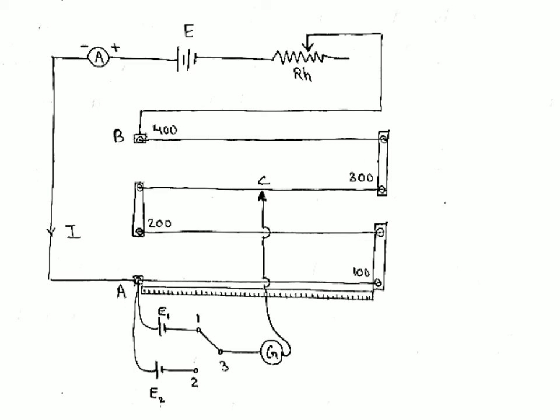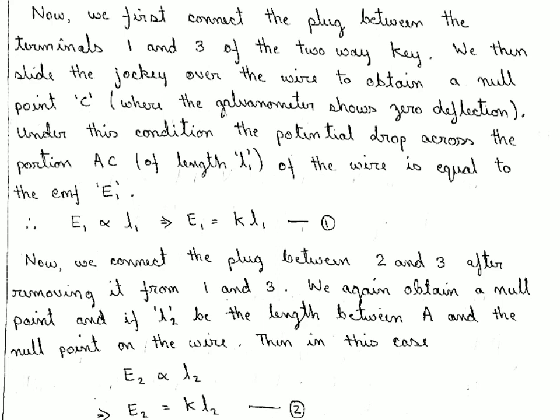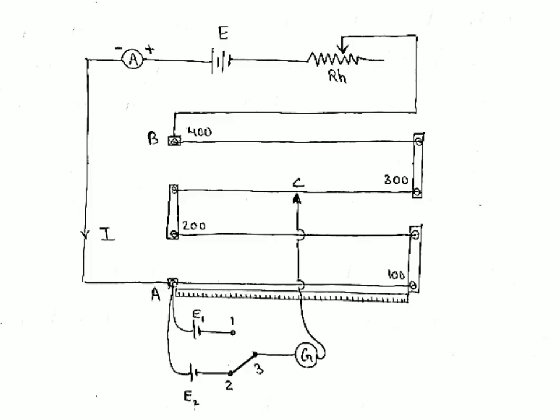A null point again is a point when the galvanometer shows a zero deflection. Now under this condition, the potential drop across the portion AC will be equal to the EMF of the cell E1. Hence this E1 will be directly proportional to L1, which implies that E1 is equal to KL1, and K is a constant. And after we have found this L1, what we do next is we unplug the plug from the two-way key 1 3.